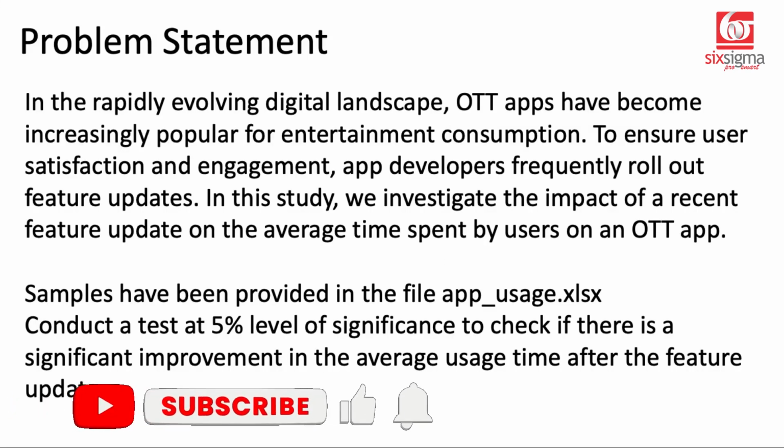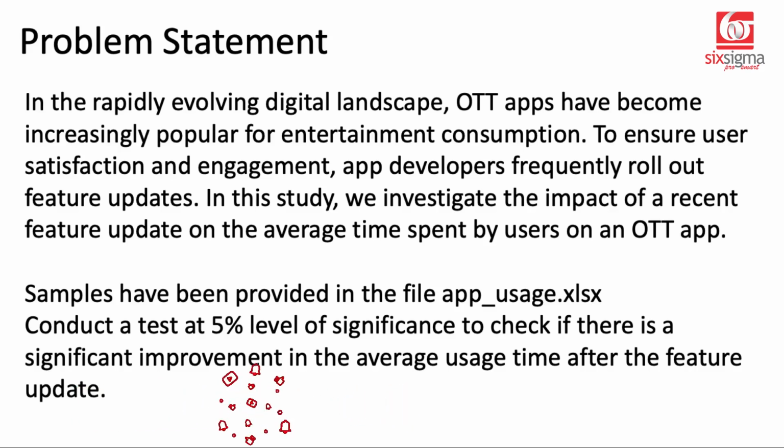Let's move on to solving a problem. In the rapidly evolving digital landscape, OTT apps have become increasingly popular for entertainment consumption. To ensure user satisfaction and engagement, app developers frequently roll out feature updates. In this study, we investigate the impact of a recent feature update on the average time spent by users on an OTT app. Samples have been provided in the file called App Usage. Conduct a test at 5% level of significance to check if there is a significant difference in the average usage time after the feature update.